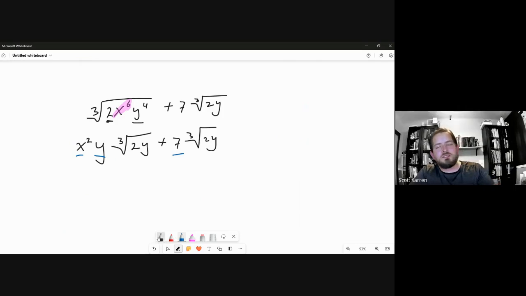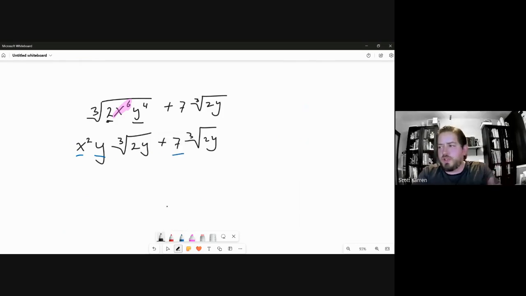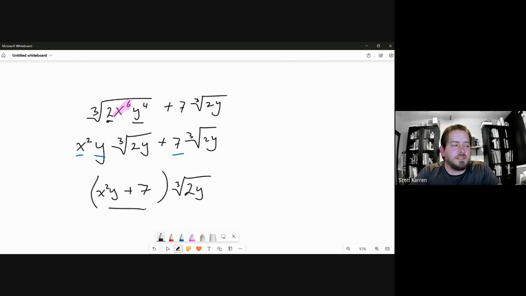But if I still think of this as that kind of reverse distribution or factoring, I can pull the cube root of 2y out, and that leaves me with x squared y plus 7. And that's about the best that I can do. I can't really combine these any further, so this then is as good as that simplification process gets.